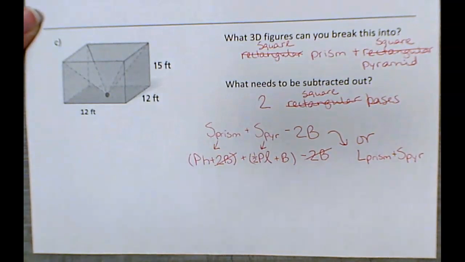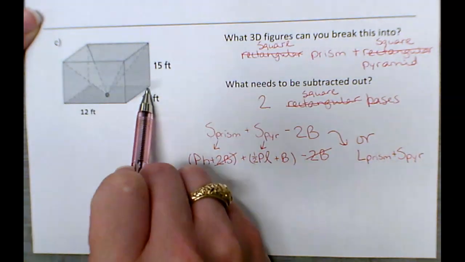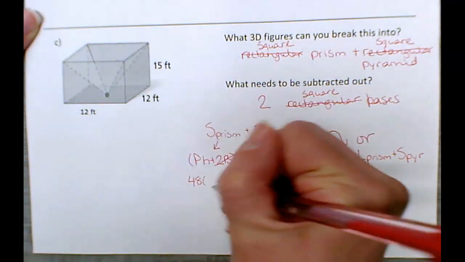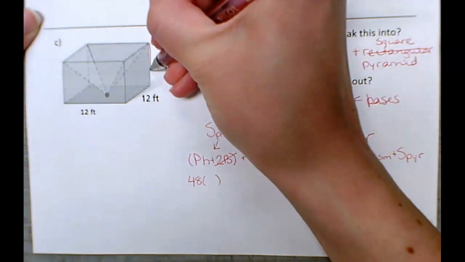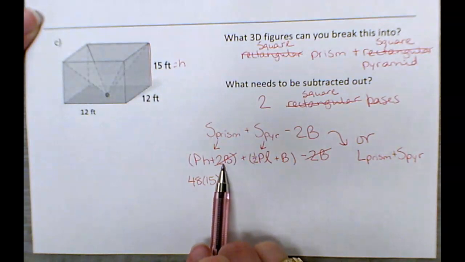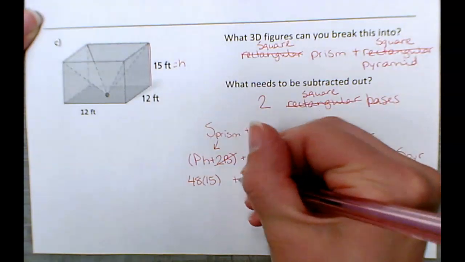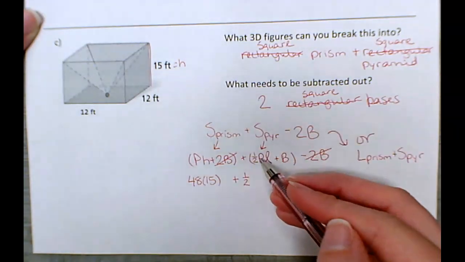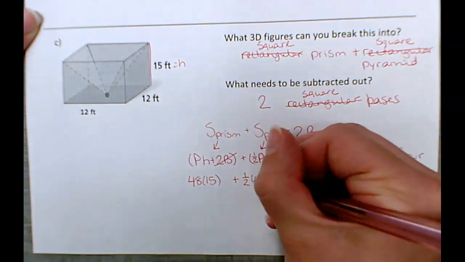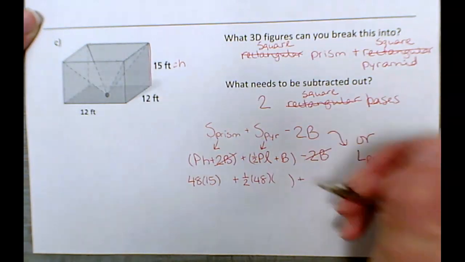Okay, so let's insert some of these pieces. So the perimeter is 12 plus 12, which is 24, plus another 12 plus 12, which is 48. The height of the prism is 15. I'm not going to add 2 area of the bases because I subtracted 2 area of the bases here, so I'm just going to move on to plus 1/2 times the perimeter of the base. Well, remember the perimeter of the base was that perimeter of the square, that was 48. Times the slant height, we do not know that yet, and then plus the area of the base.